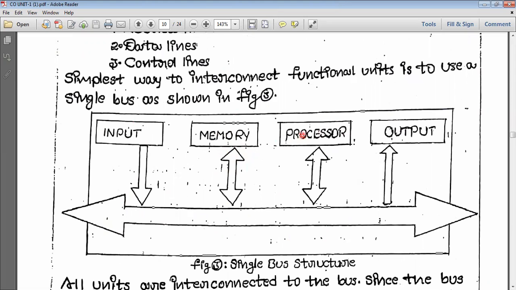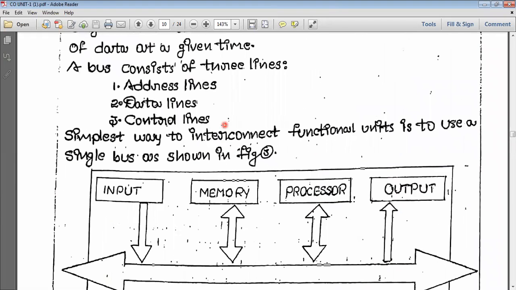For the processor, the data will be taken from the bus to the processor, and after completing the processor operation, the data will be given to the bus. That's why this is also bidirectional. The output means whatever result we get in this processor will be given to the bus. From this bus, that will go to output. That's why for the output the direction is upwards. So here address lines, data lines, and control lines are there.